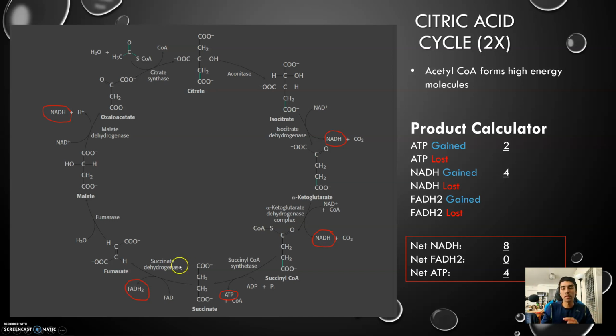If we proceed further, we go from succinate to fumarate with the help of succinate dehydrogenase, and we've made an FADH2 molecule. So 2 of those. We continue now further from malate to oxaloacetate. With the help of malate dehydrogenase, we make another 2 molecules, bringing us to a total of 10 NADH molecules, 2 FADH2 molecules, and 4 ATP molecules.